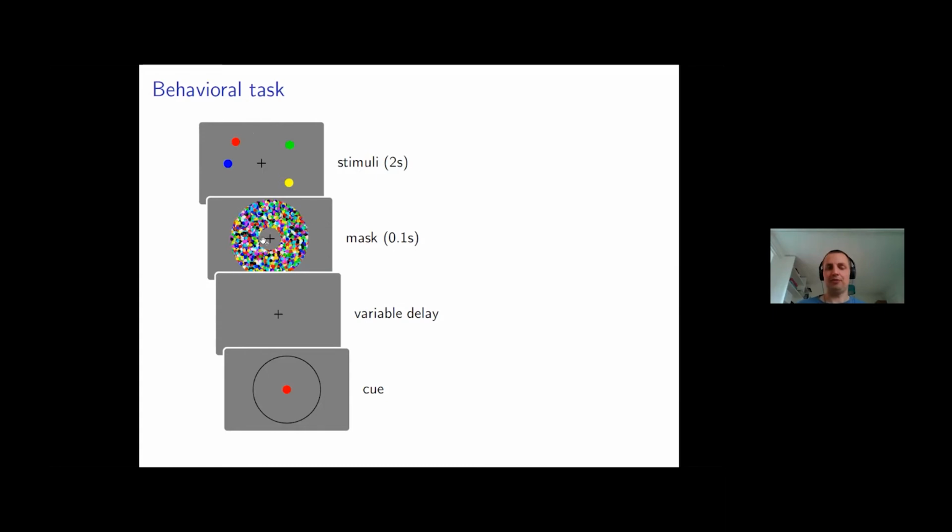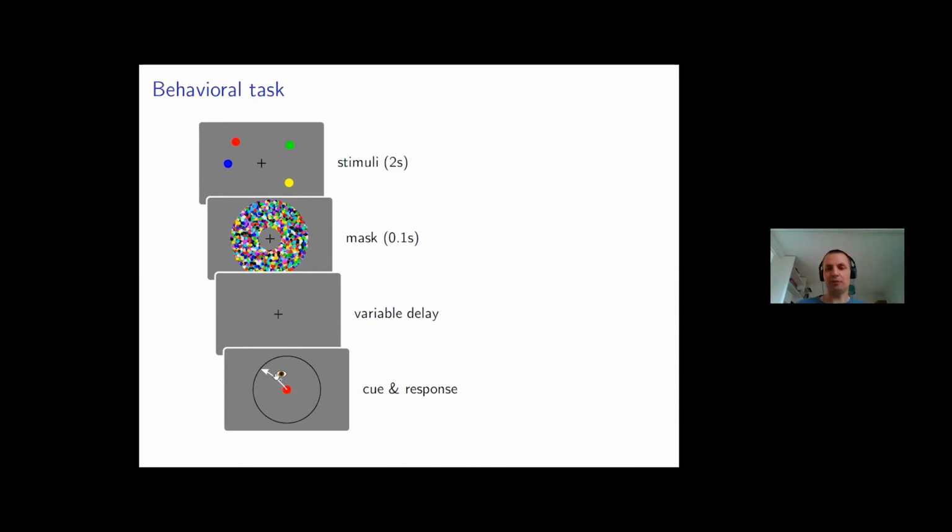Then there's a brief mask, so you don't have an after image of those. And then there's a variable delay, over which you have to hold this information in memory. And then a cue is given in the form of one of the colors that was in the original display, presented at the center. And subjects are instructed to make an eye movement to the location on this imaginary circle where they remember the color was in the beginning.